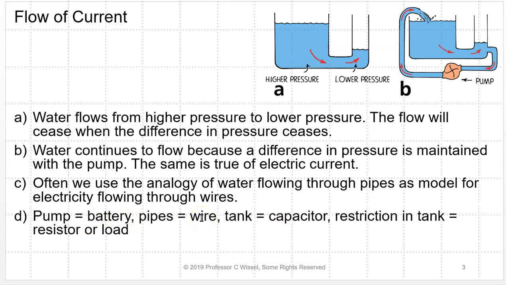Often we use the analogy of water flowing through pipes as a model for electricity flowing through wires, and this has been around since Ben Franklin's day. So in this circuit here, the pump would be like a battery, the pipes would be like wires. The tank would be like a capacitor. The restriction in the tank would be a resistor or load.